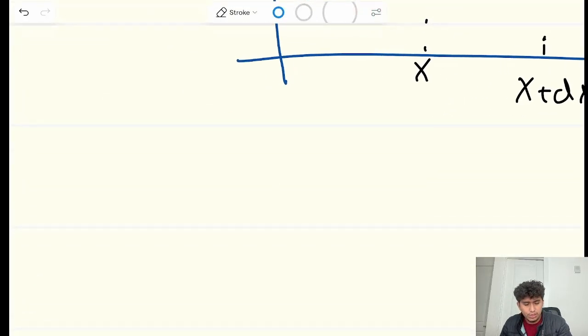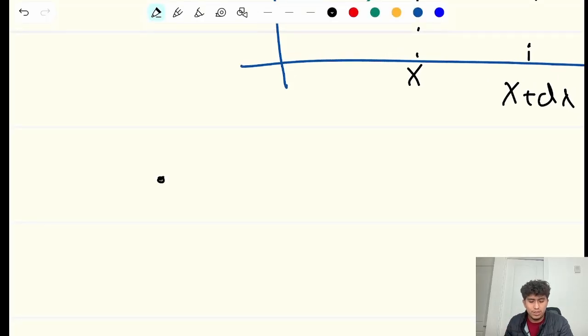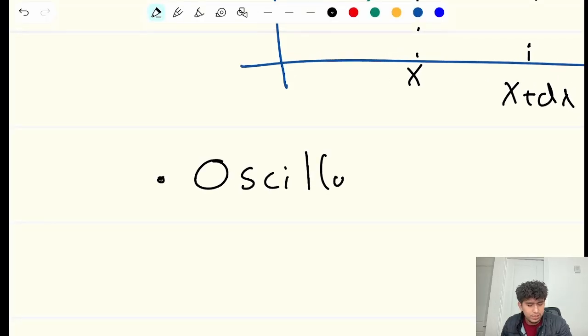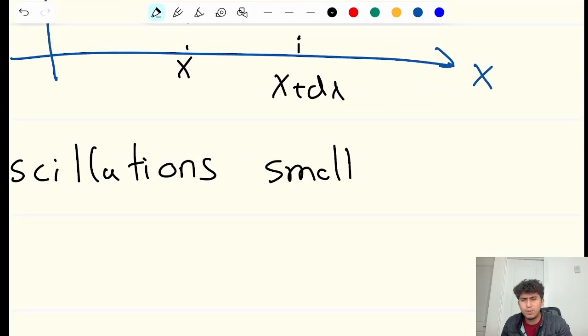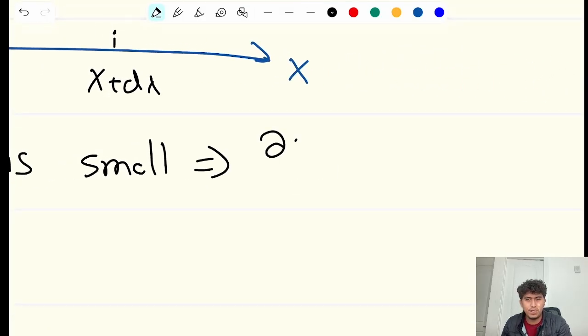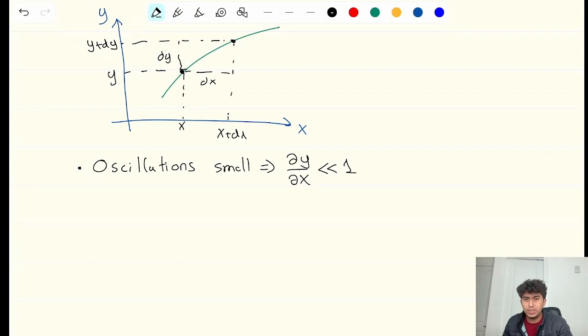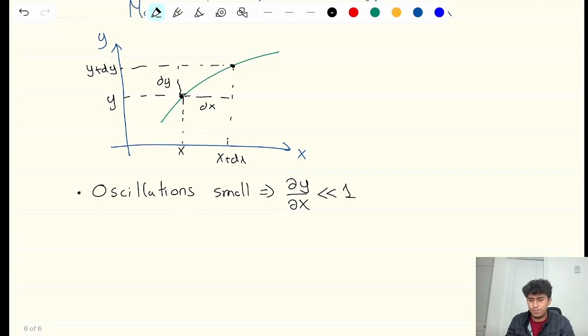Okay. Let's assume first that the oscillations are small. By assuming oscillations are small, I just mean this condition. This is going to allow us to simplify. Right now what we're doing is deriving the wave equation for a string. So let's assume oscillations are small, meaning the partial of y, the slope, is much less than 1. So the transverse displacement is small compared to the length of the string.